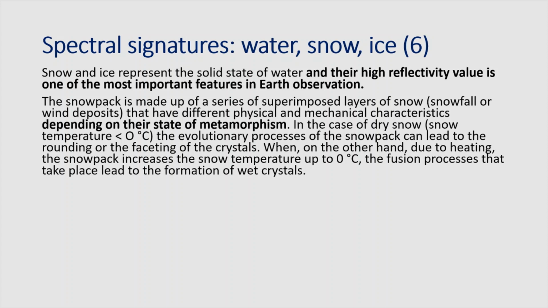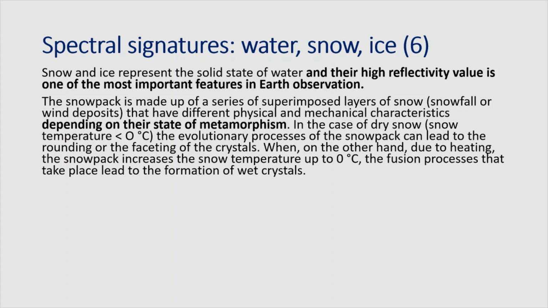The snowpack is made up of a series of superimposed layers of snow, that is snowfall or wind deposits, and they have different physical and mechanical characteristics depending on their state of metamorphism. In the case of dry snow, snow with a temperature less than 0 degrees Celsius, the evolutionary processes of the snowpack can lead to the rounding or the faceting of the crystals. And you know that the crystals of snow have a very singular form that is a sort of fractal.